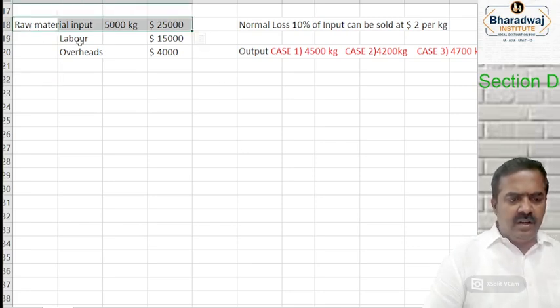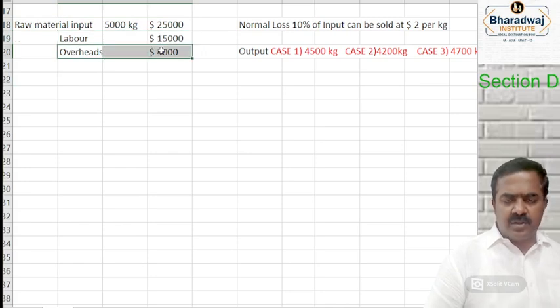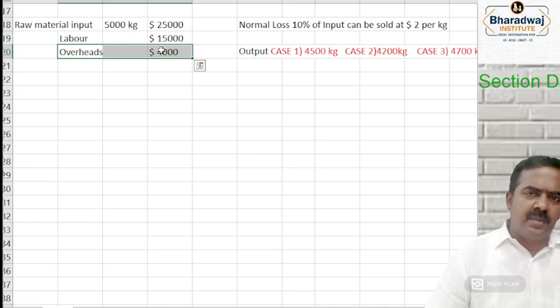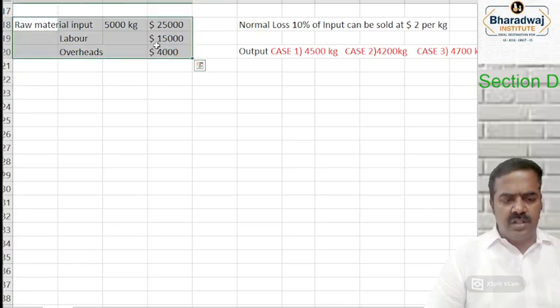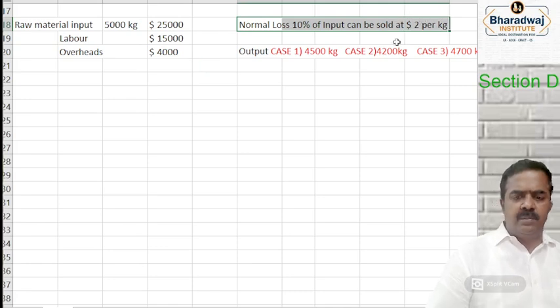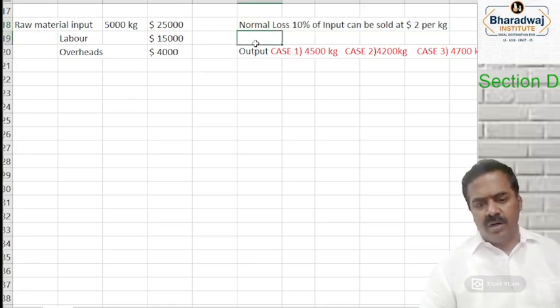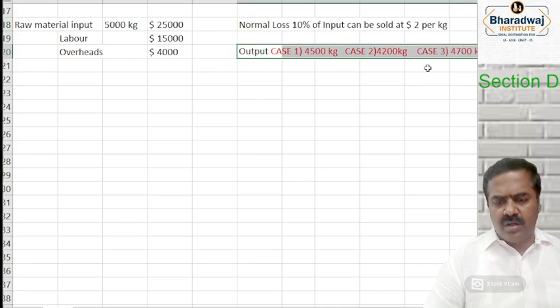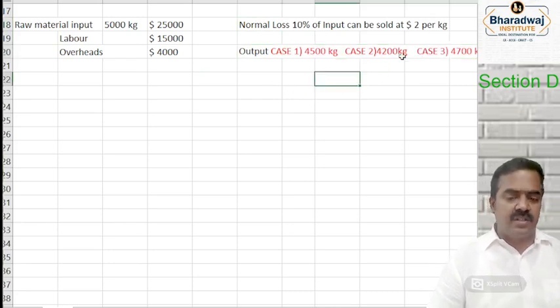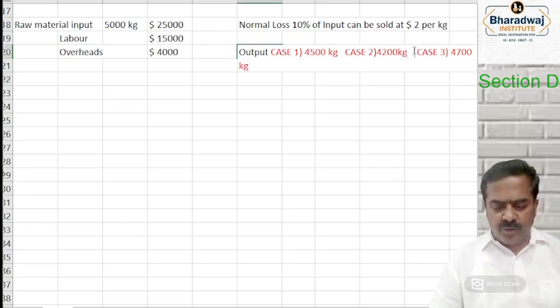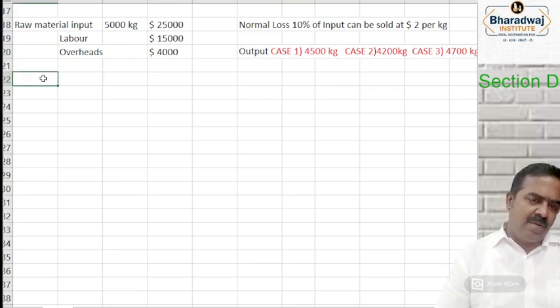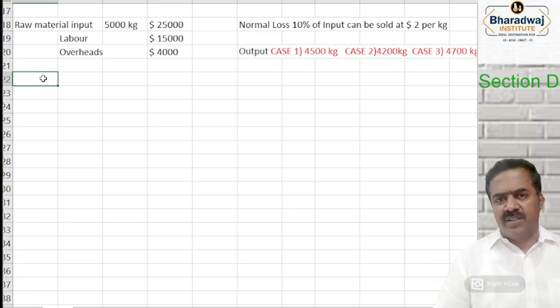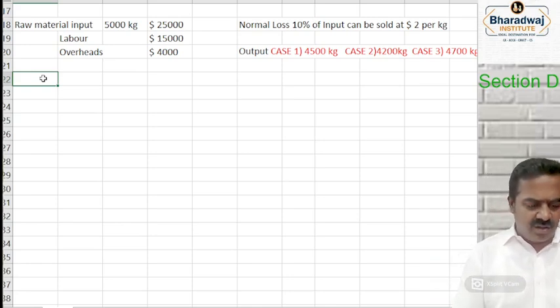So there is a raw material input, there is a labor cost and other expenses, overhead related to the factory: manufacturing expenses, which may be machine cost, factory cost, factory rent and other things. So this is the cost structure. Normal loss is 10% of input. It can be sold at $2 per kg. Output has three options, or three cases given. We'll see. First let us work out what is normal.